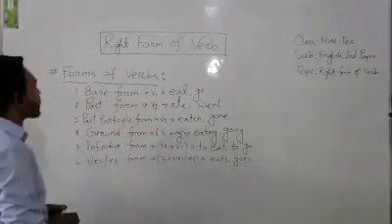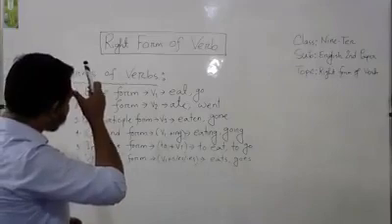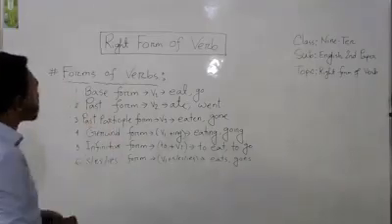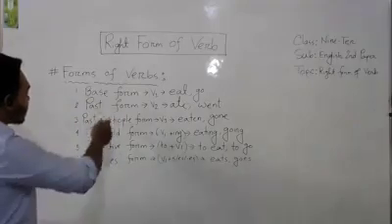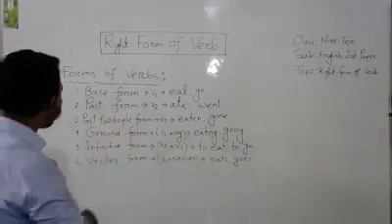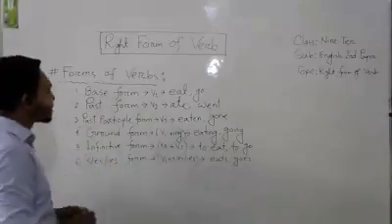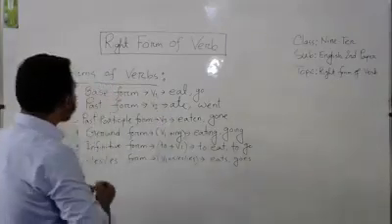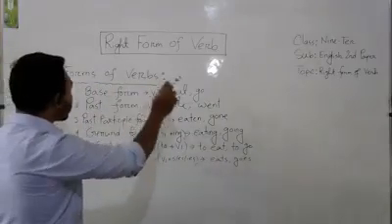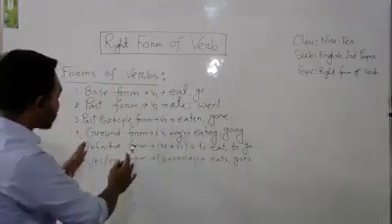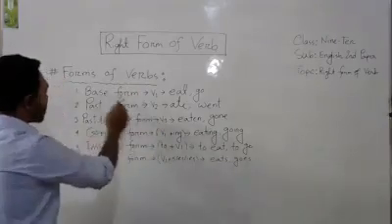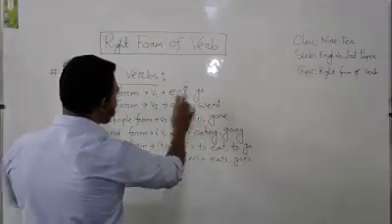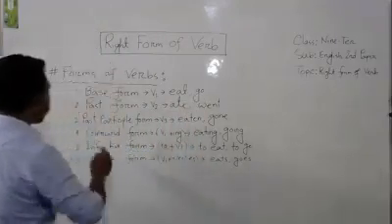My dear students, you can see right form of the verb, and I have written the forms of verbs. There are some forms of verbs. You can see the first one is base form, and that is verb 1. So, to know the right form verbs, you need to know these forms at first. So, the base form is verb 1, and that is eat, go. These are base forms of the verb.